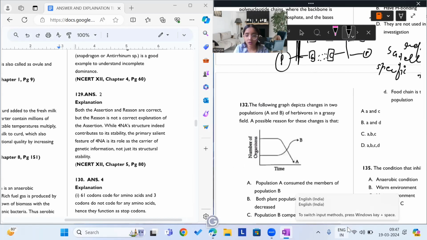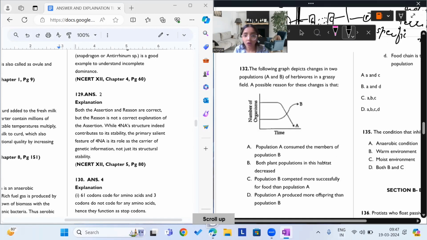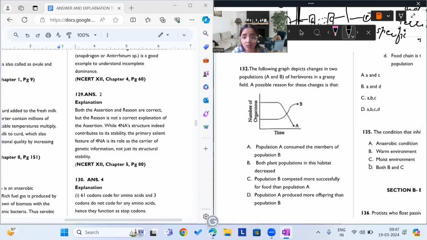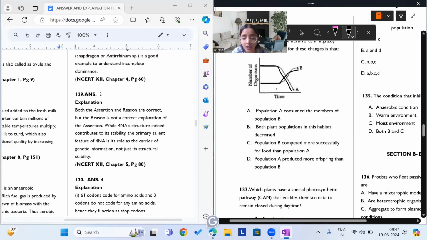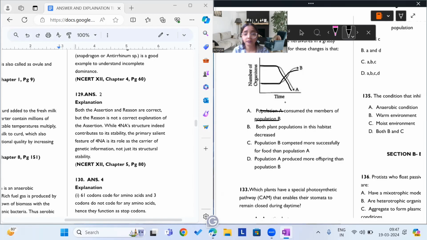Moving on to question 132. The following graph depicts changes in two populations of herbivores in a grassy field. The possible reason for these changes is that... Now see, in this graph, you can see that population A is decreasing and population B is increasing. Now let us read the options. Population A consumed the members of population B. This is incorrect. If population A had consumed the members of population B, then population A should have increased and population B should have decreased, but that is not happening. That means it is incorrect.